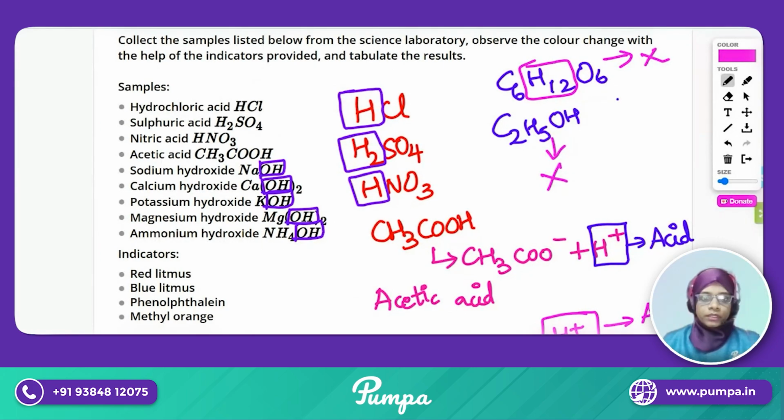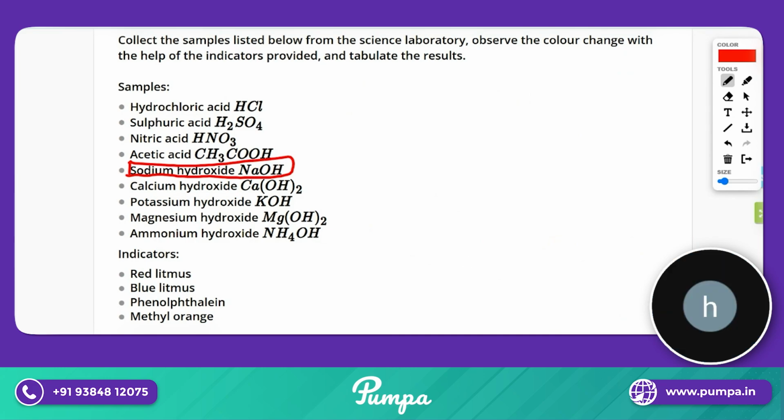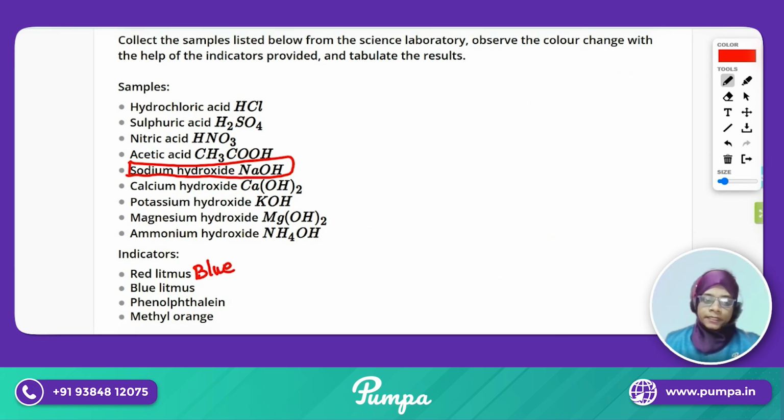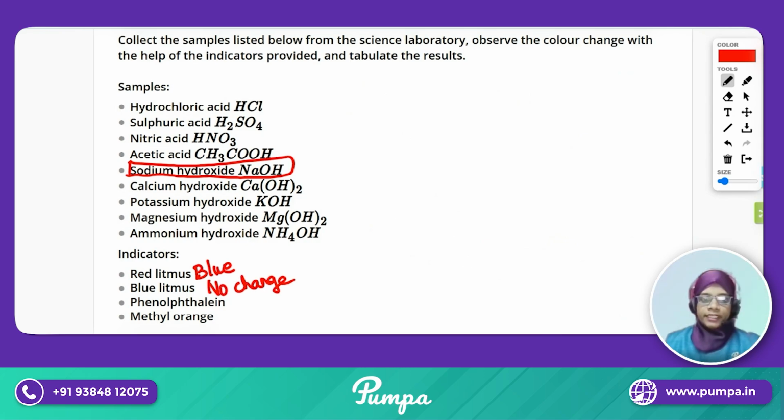Okay. So remember this. Now for each sample given here, first you tested for acid. Now we will try for base as well one more time. So we have sodium hydroxide, right? NaOH, which is a base. Tell me how it will be for red litmus. If I take red litmus, it changed to blue. In case of blue litmus, blue. So there is no change of color.